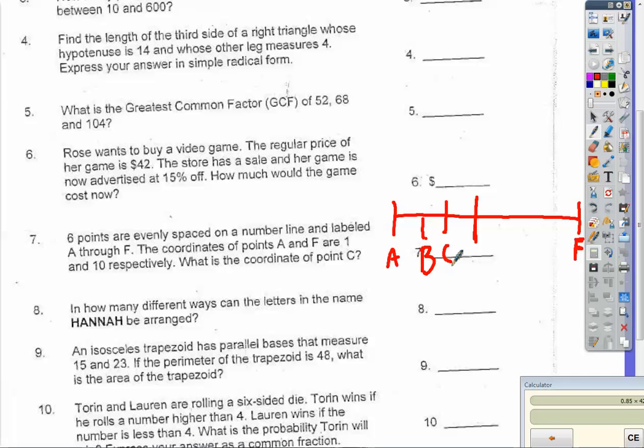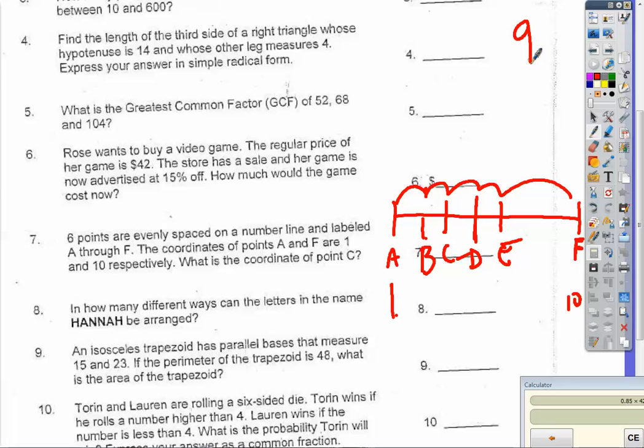B, C, D, E, F. Okay. So, what is the coordinate of C? Now, this is 1 and this is 10. So the question is, how much space is in between each one of these, right? Well, from 1 to 10 is a difference of 9, right? So we have a difference of 9.